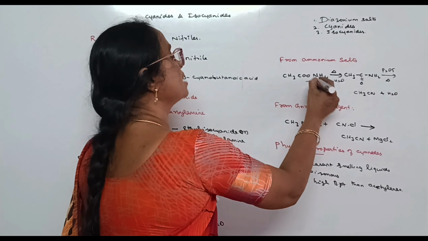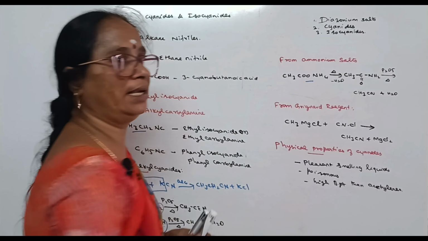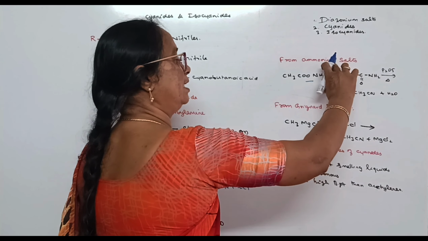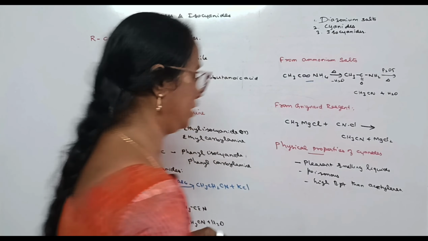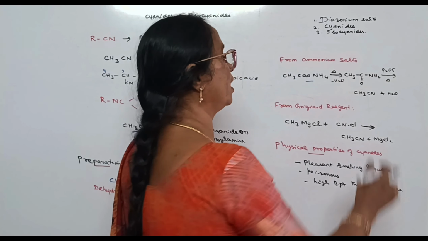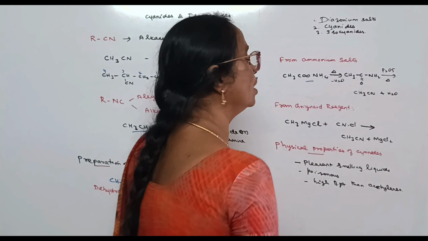These ammonium salts are formed by treating carboxylic acid with ammonia. I have taken ammonium acetate. First of all, when it is heated, there is a loss of a water molecule, so it forms an amide. The amide, on heating with the dehydrating agent P2O5, gives cyanide and water.